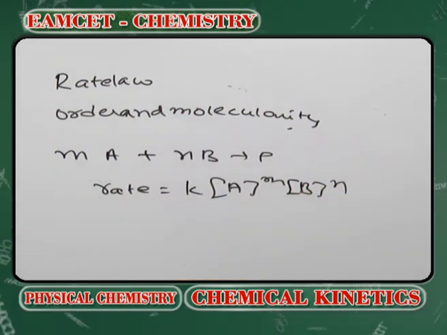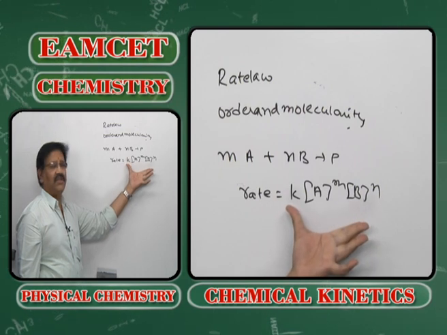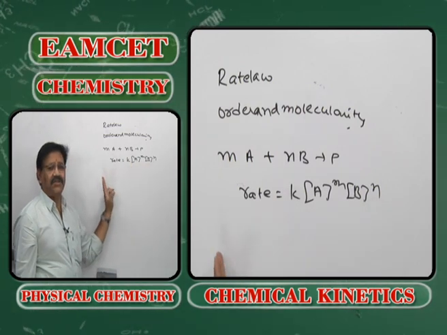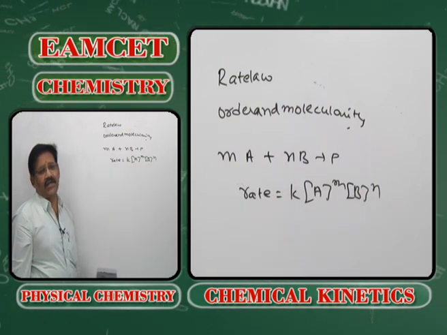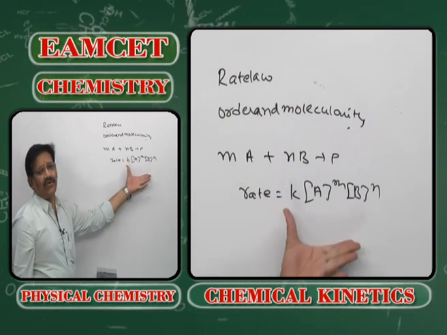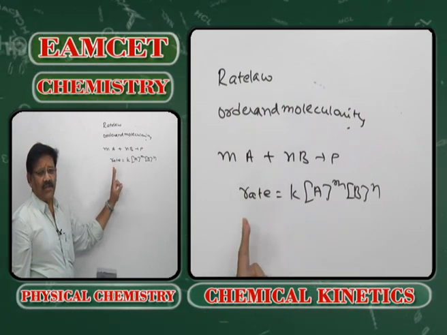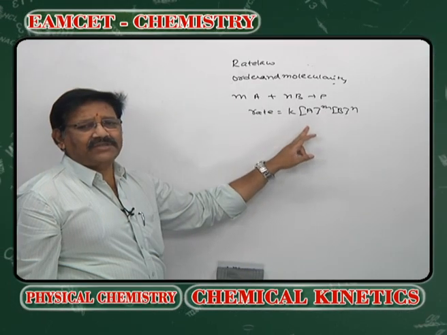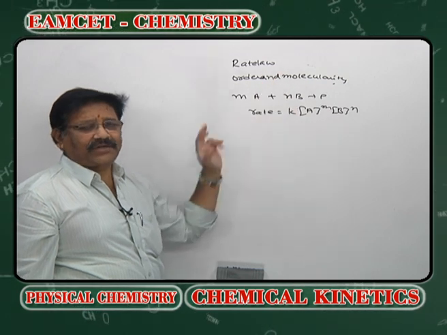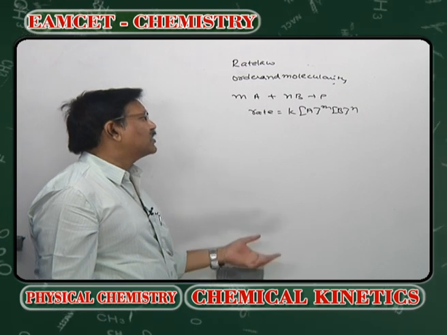What is rate law? The expression that gives the mathematical relationship between the rate of the reaction and the concentrations of the reactants is called rate law. Rate law should always be written based on the experimental results, not based on the stoichiometric equation. Next, what is the order?